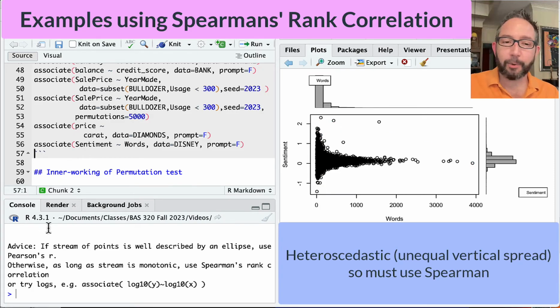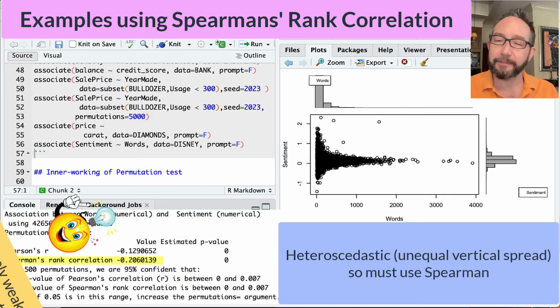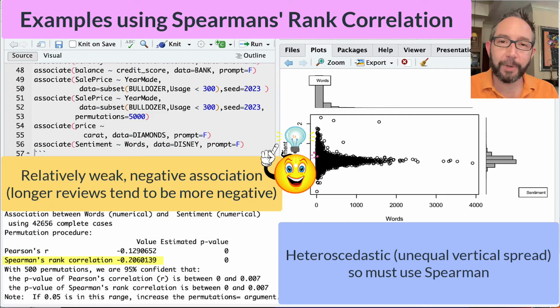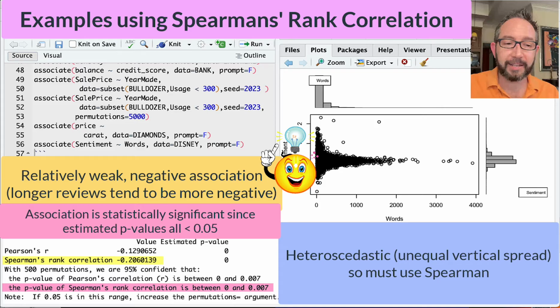We know that Pearson's correlation is not designed to help us out, and so instead we're going to look at Spearman's rank correlation, and we find that there's a negative correlation. So reviews with above average number of words tend to have below average sentiment values, and reviews with smaller than average number of words tend to have above average sentiment. So is this statistically significant? Well, it sure looks like it is because the estimated p-values are all between 0 and 0.007, all less than 0.05. So we have a statistically significant association.